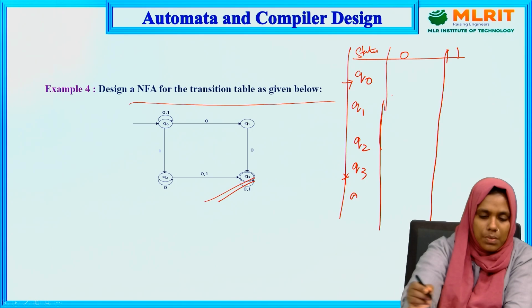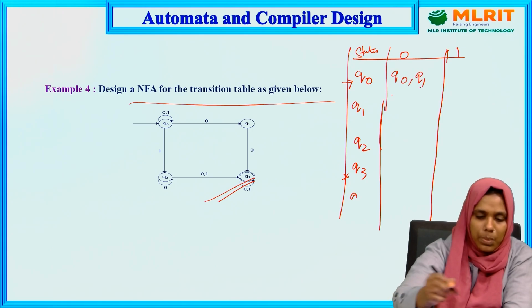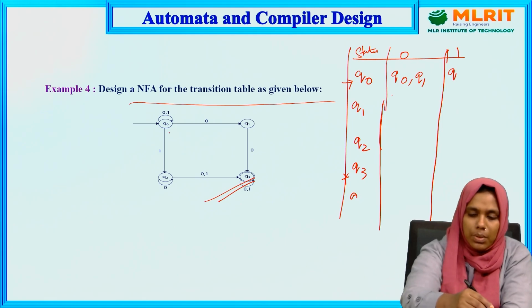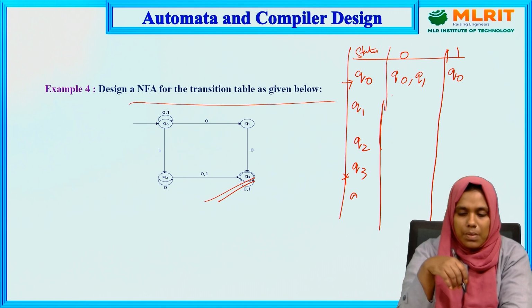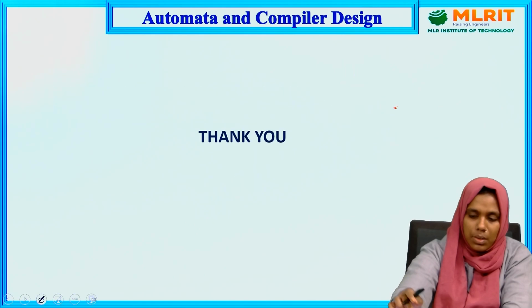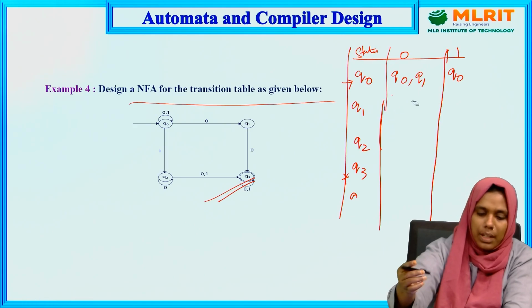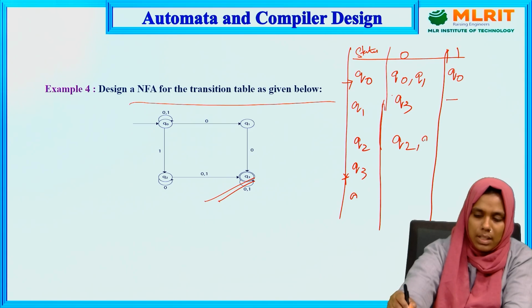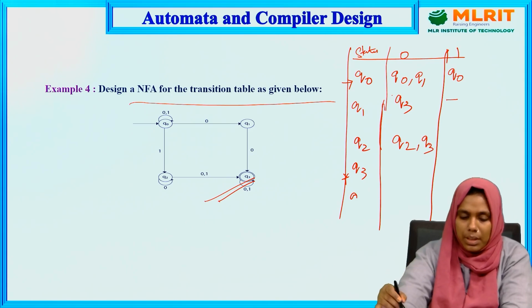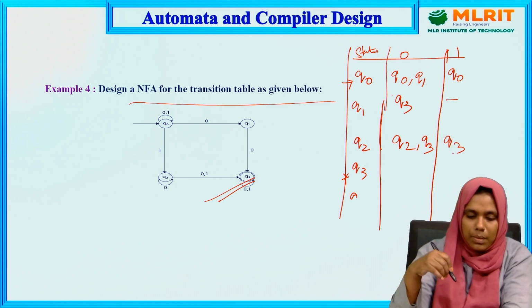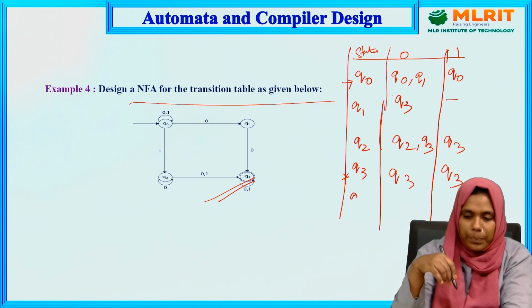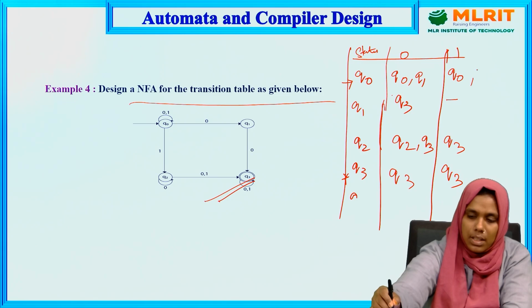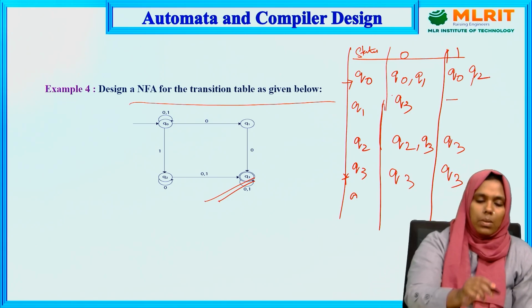Now Q0 of 0. Q0 of 0 is, as you can see, Q0 as well as Q1. Q0 of 1 is Q0 itself. In the same way, Q1 of 0, is there Q1 of 0? Nothing, dash. Yes, Q1 of 0 we have Q3. Now Q1 of 1, do we have Q1 of 1? No, then you can simply put a dash. Next, Q2 of 0. Q2 of 0 is Q2 as well as it's going to Q3 also. Q2 of 1 is Q3. Next, Q3 of 0. Q3 of 0 is Q3 itself, and Q3 of 1 is also Q3 itself. And one more thing here, Q0 of 1 is Q0 as well as Q2 also. So this is the transition table for the above transition diagram.